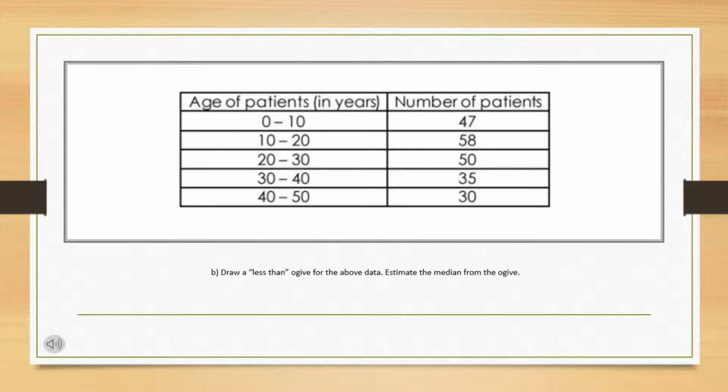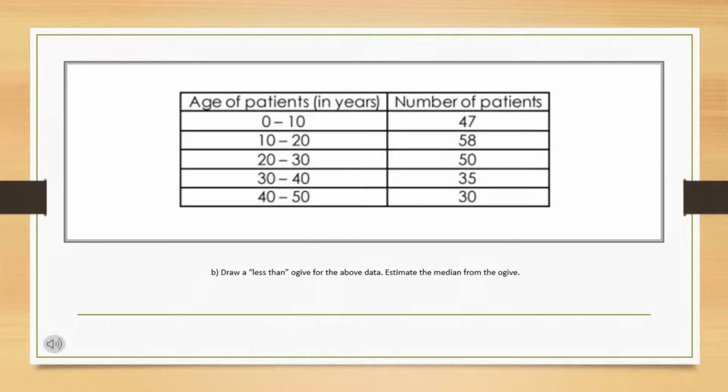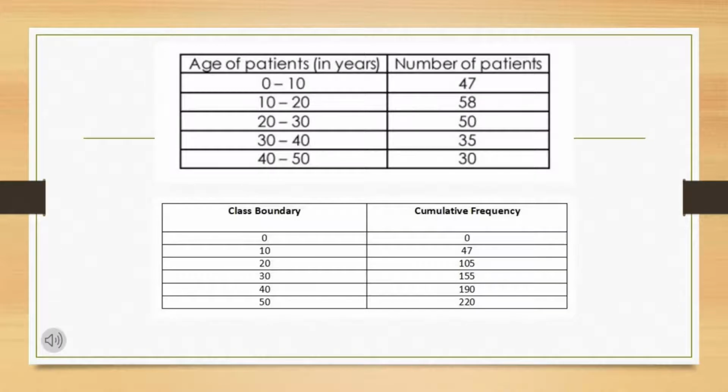Thank you. For question B, draw a less than ogive for the above data. Estimate the median from the ogive. To draw an ogive, we need to use class boundaries and cumulative frequency. To find the cumulative frequency, we need to add the number of patients from top to bottom.